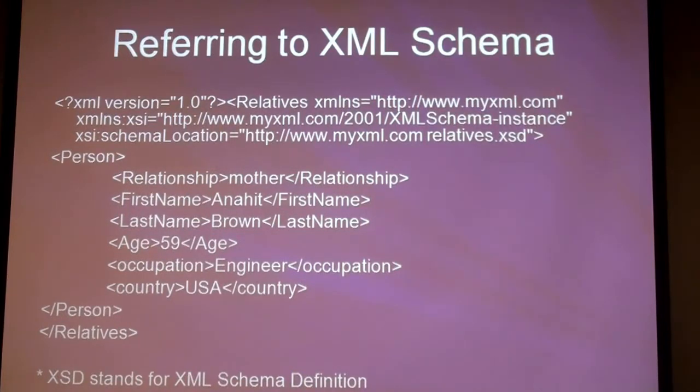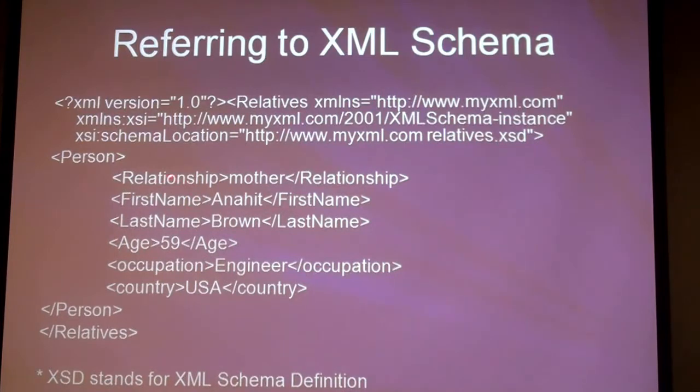So what we can do, we can refer to the XML schema. We can specify that XML schema location. It can be specified as on a server. This is the relatives.xsd XML schema definition. And then this document can be used to validate our XML document. In this case, this is our XML document. Basically, we make a relation to the XML schema.